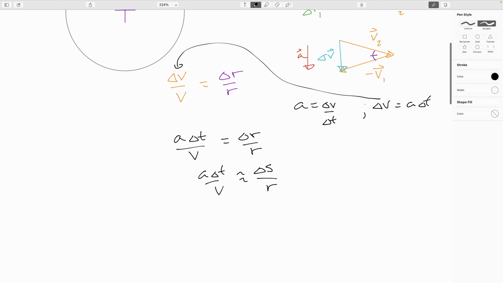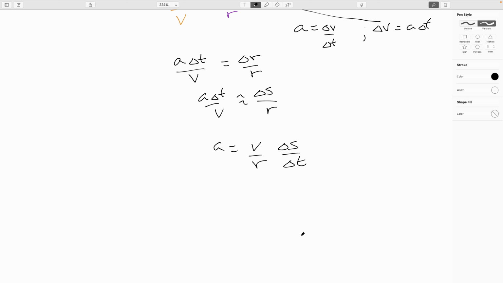So I can go ahead and rearrange this to get the acceleration then. It's going to be equal to v over r times the time rate of change of the arc length. And here I can go ahead now and take the limit as delta t approaches 0. And in this limit, this is going to become a derivative. But the point of that is for me to realize that this is also the speed I'm going.